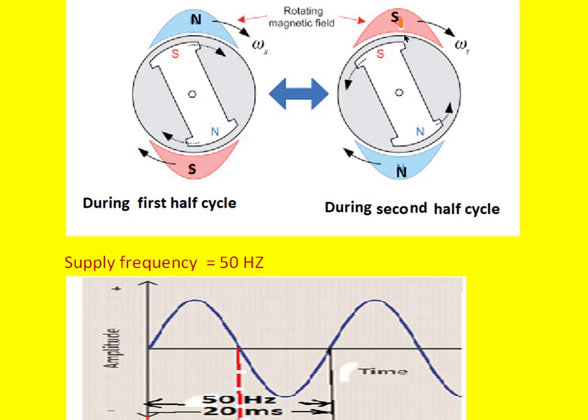So we know like poles repel each other. The south pole of the stator repels the south pole of the rotor. So the rotor tries to move to the left side, meaning the anti-clockwise direction. Similarly, here the north pole of the rotor gets repelled by the north pole of the stator magnetic field. Once it is repelled, instead of moving like this, it moves in the anti-clockwise direction like this.